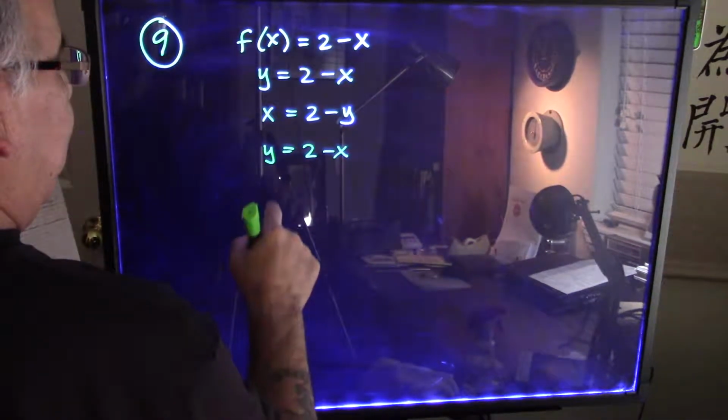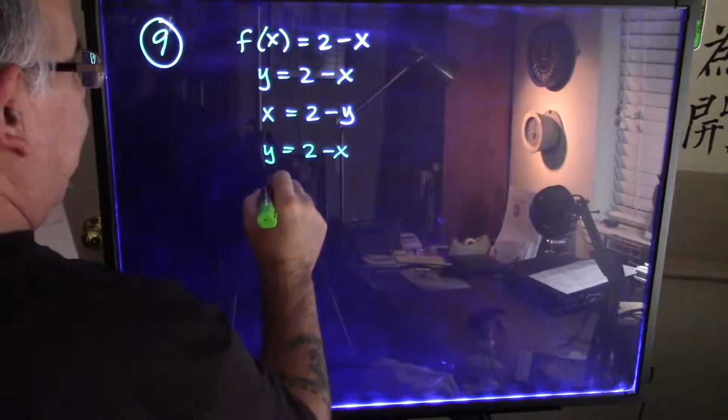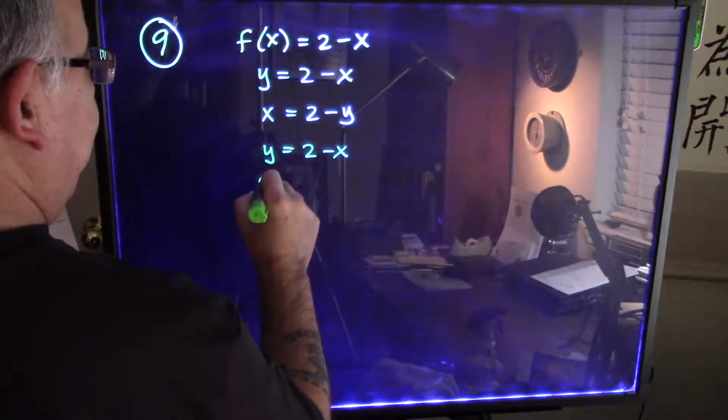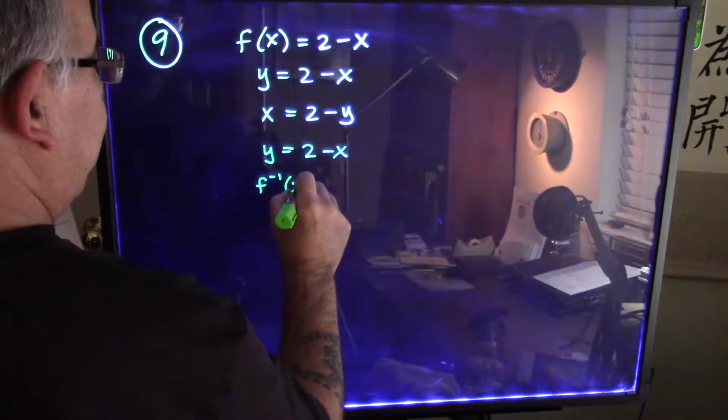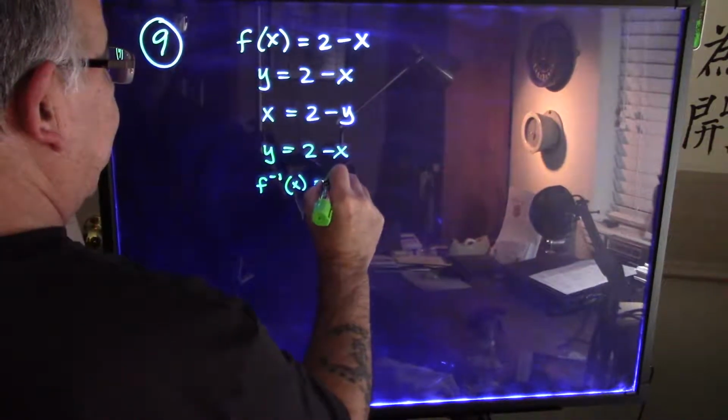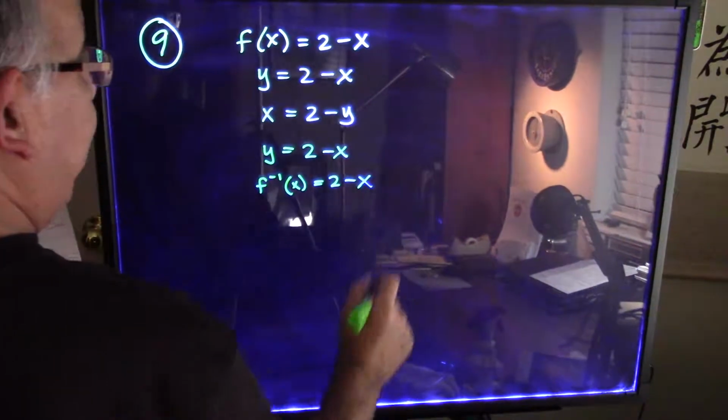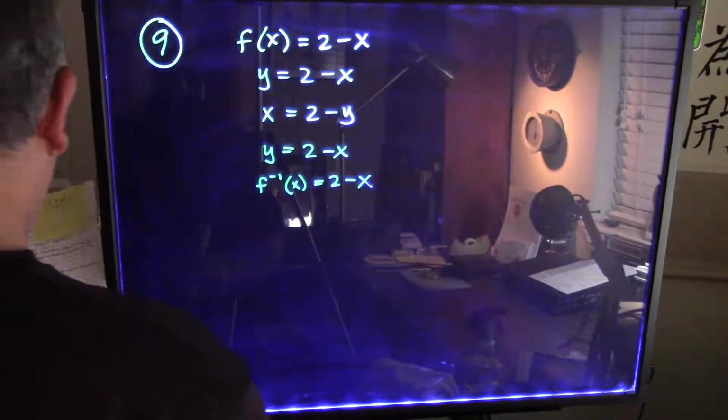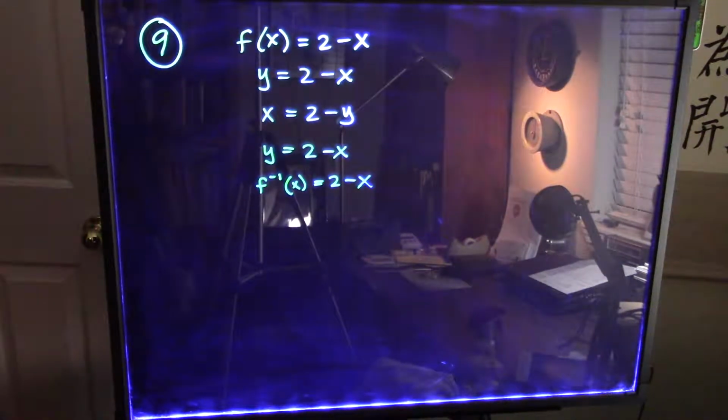And then finally, you write f inverse of x instead of y. So f inverse is 2 minus x.